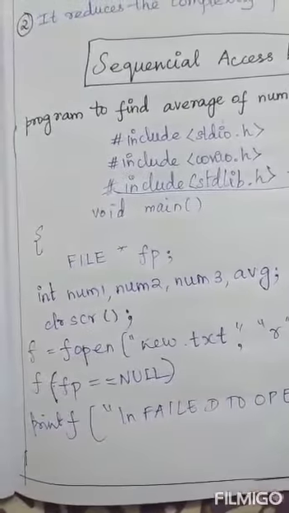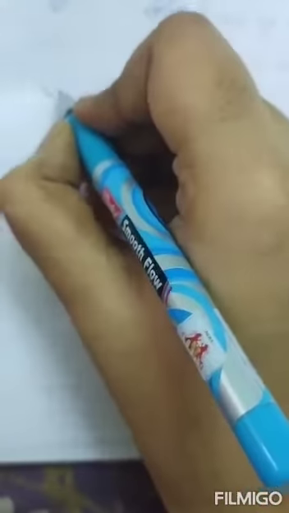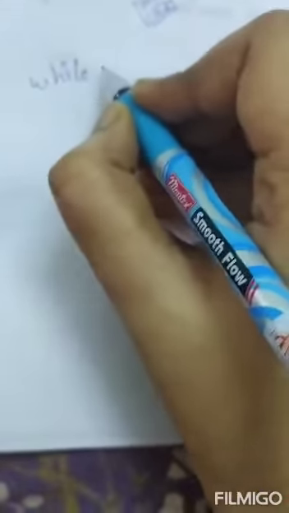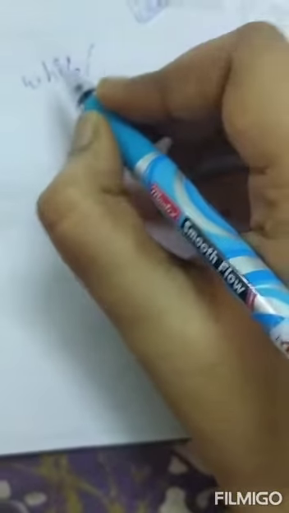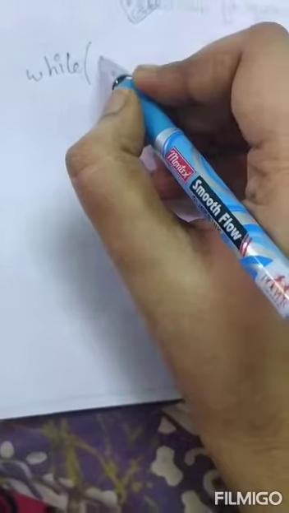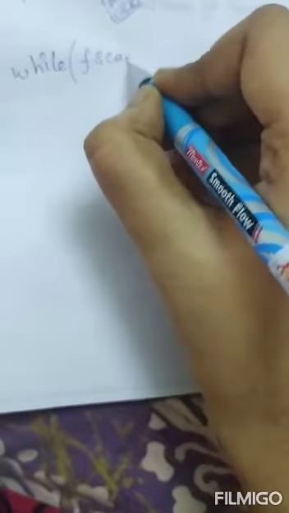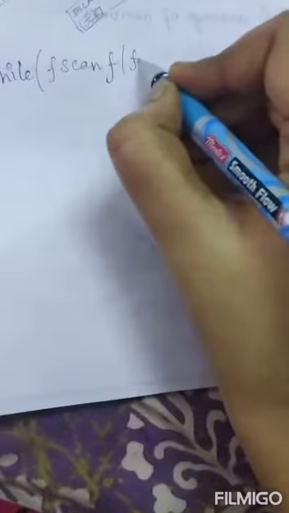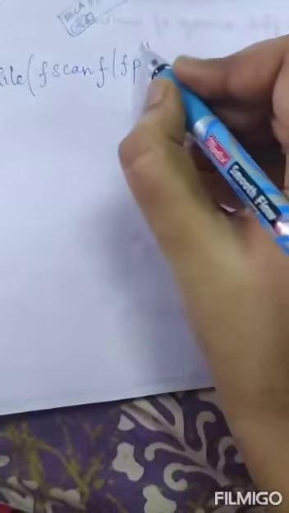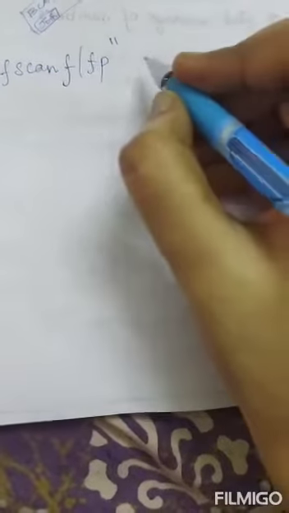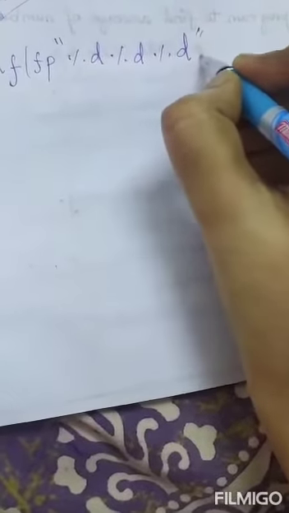Next we will use the while statement. Before it we gave the printf statement, now we are using the scanf statement. fp is the variable, then double quotes. We are having three variables, num1, num2, num3, so the percentage for int data type, %d, %d, %d, three times. And for scanf, the ampersand symbol should come.